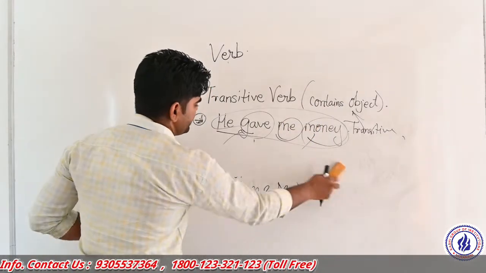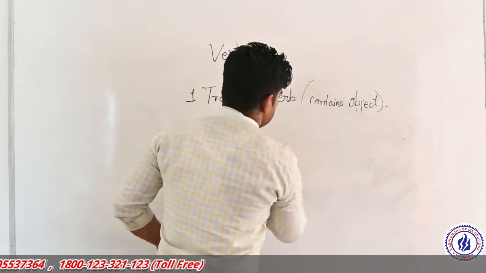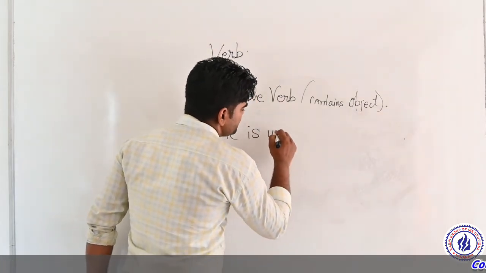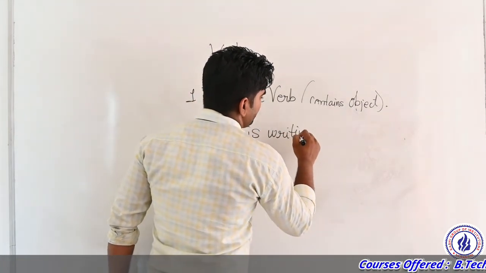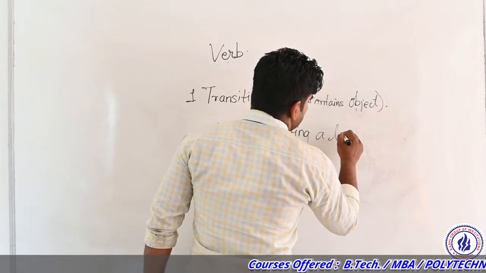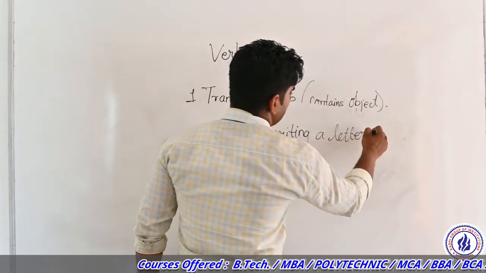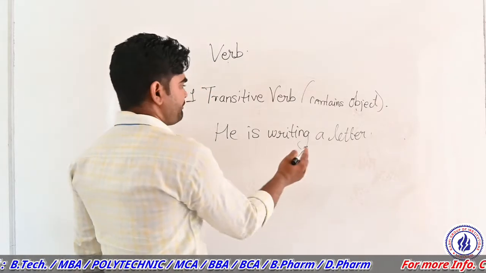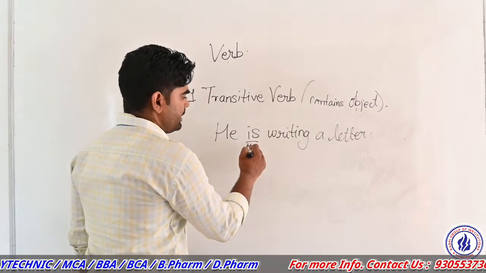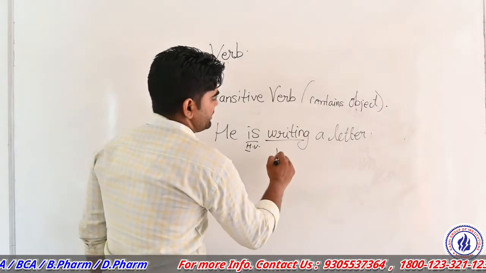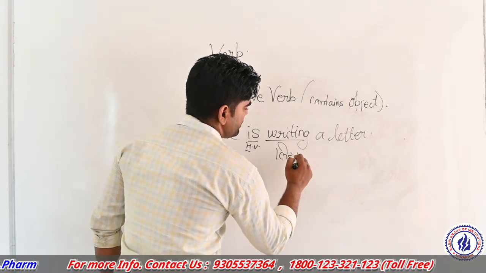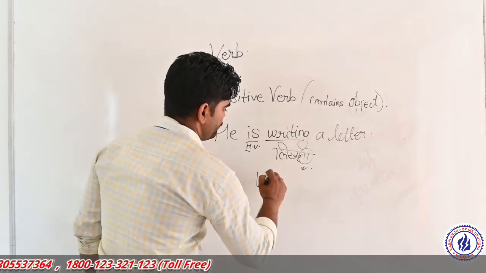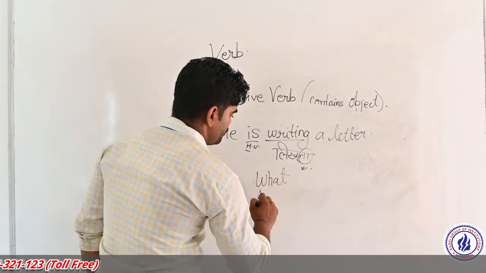Now there is one more sentence: He is writing a letter. Now let's see. This is your helping verb. This writing means what? Likhna. You got it. There are two words: what and whom.